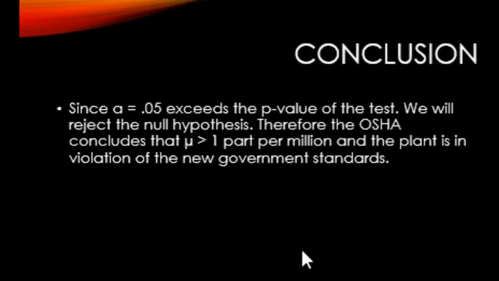Okay, now compare it with alpha. So alpha is 0.05. It exceeds the p-value. So we will reject the null hypothesis. Therefore, the OSHA concludes that mu is greater than 1 parts per million and the plant is in violation of new government standards.